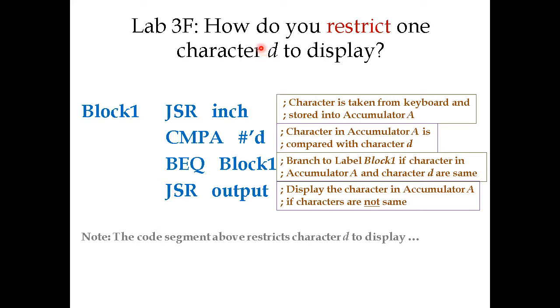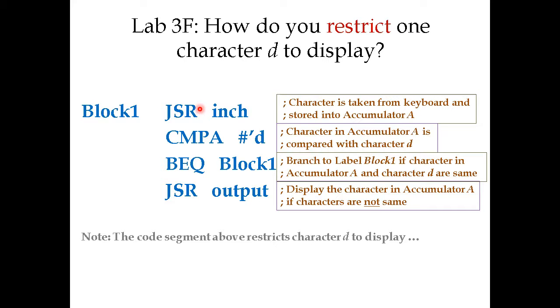So for example, how can you restrict a character like character d from being displayed? That means if you write these 4 lines of code, what happens is this: if you type anything on the keyboard, it will display it except small d. There is no way you can display small d.